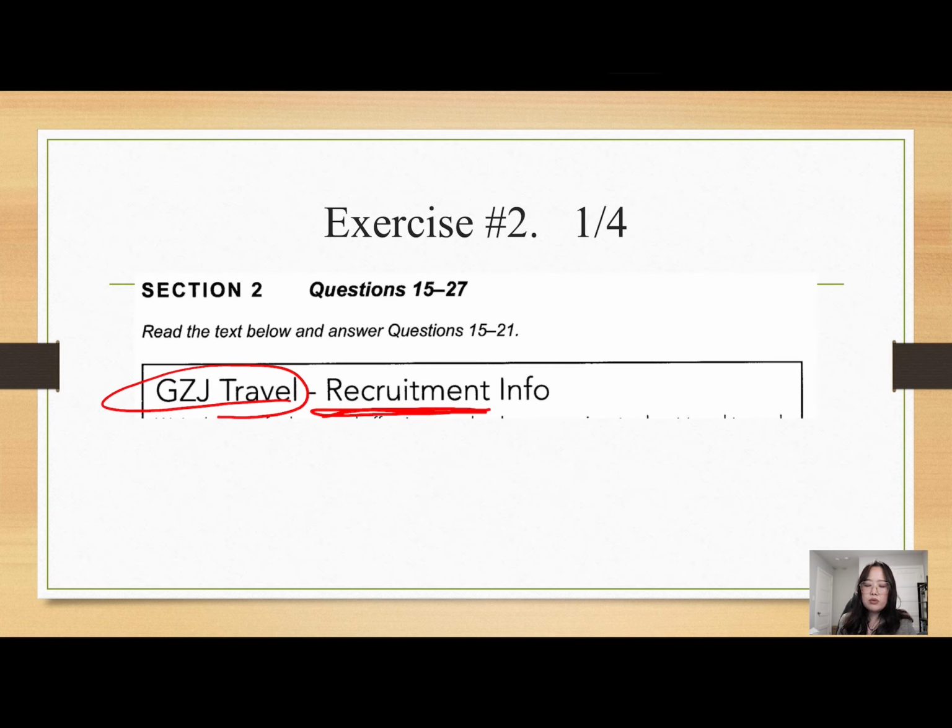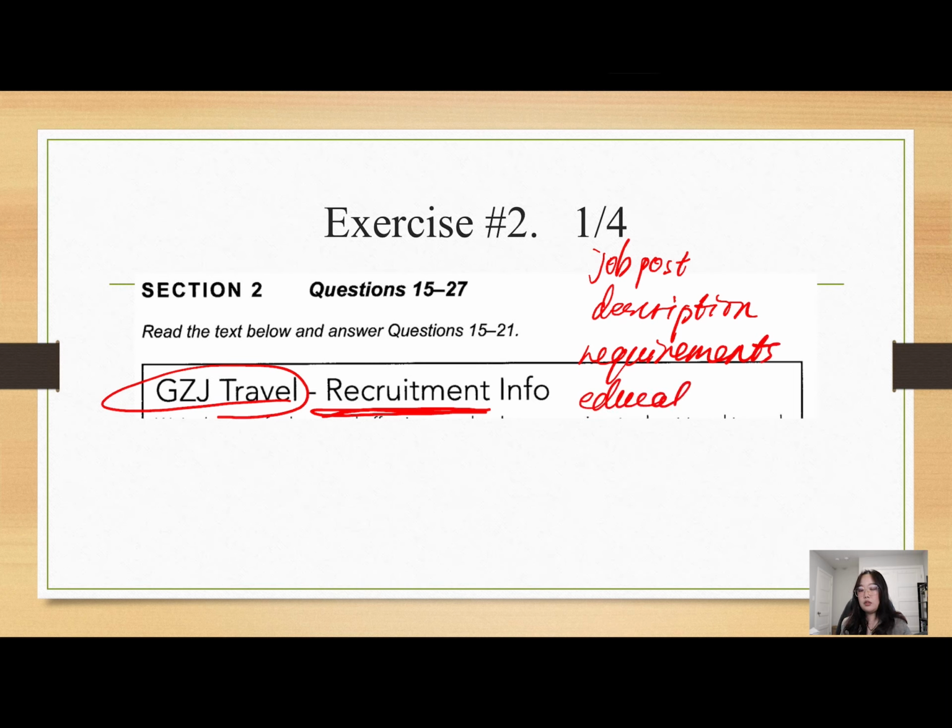So what do you usually see in a job recruiting advertisement? You see the job description. What does this job actually do? Is it an office assistant job or involving a sales representative? So all that information should be there. And also, they would list some of the requirements for doing this job. Requirement for educational background, requirement for schedule, and what does it pay?